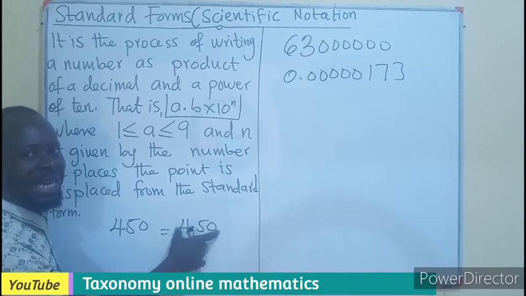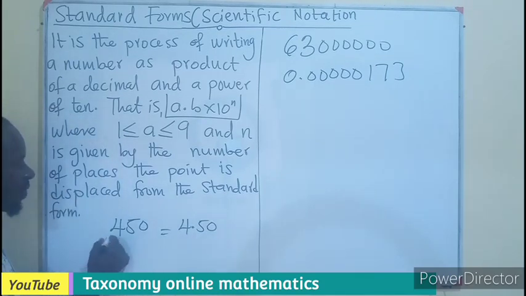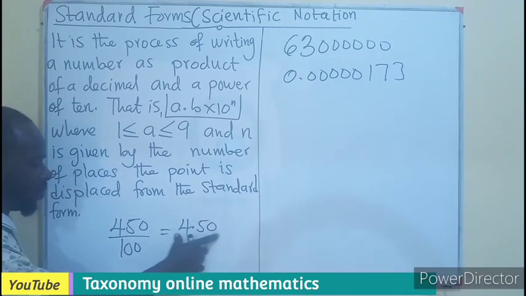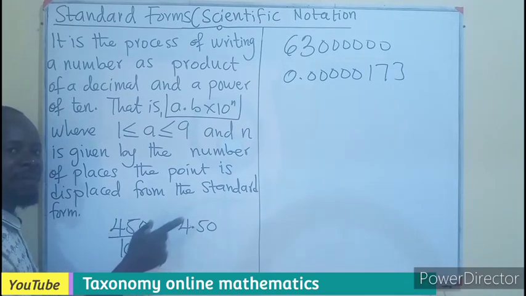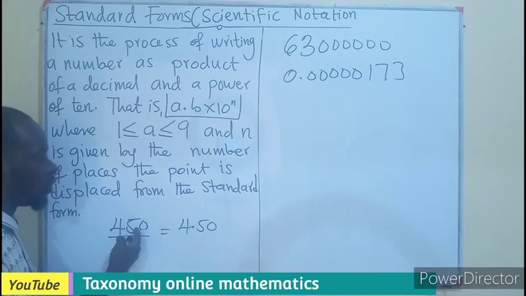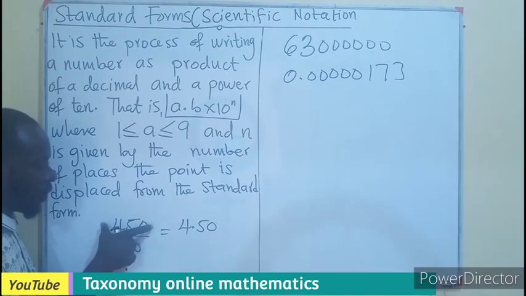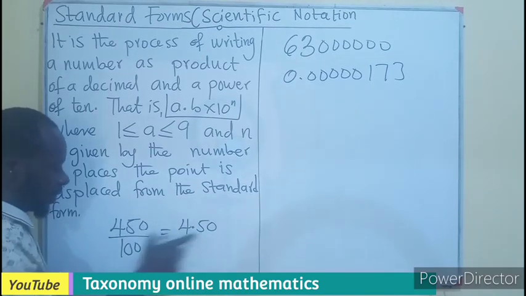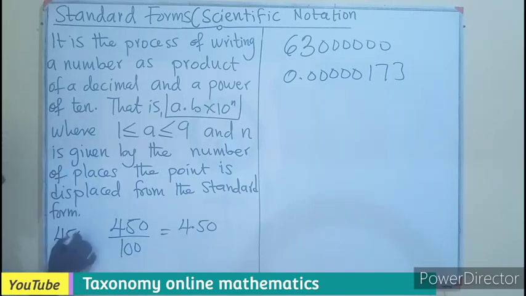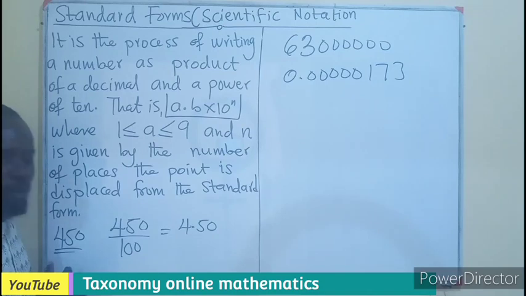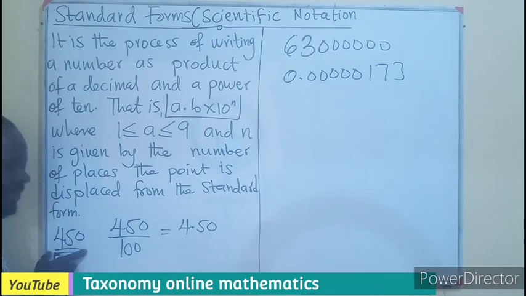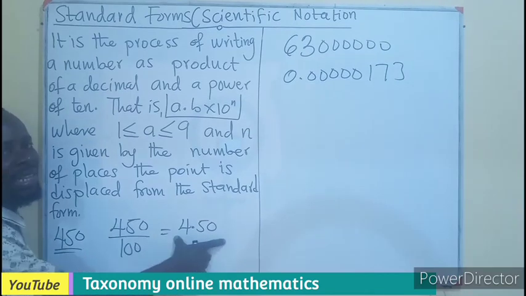But how do I get this? I only get this if I divide this by 100. Dividing by 10, the first 0 goes, the point moves this way. It means I am introducing a decimal point, which originally was not here. So this is the same as this. But we can see that the question gives us 450, and we are trying to write this in this form. So you can see this and this are not the same. It is only this and this that is the same.